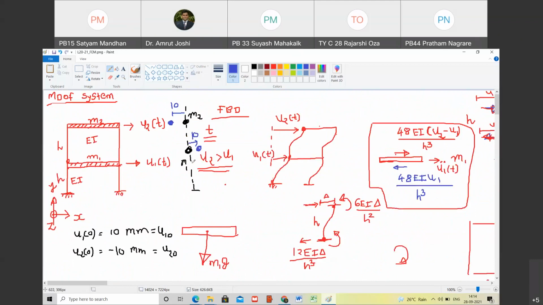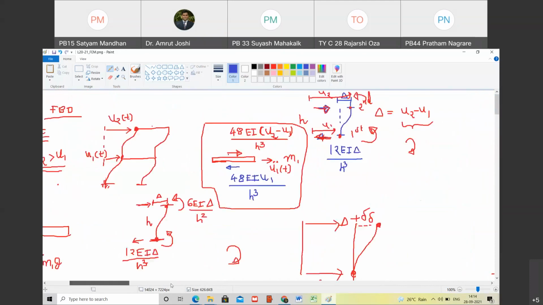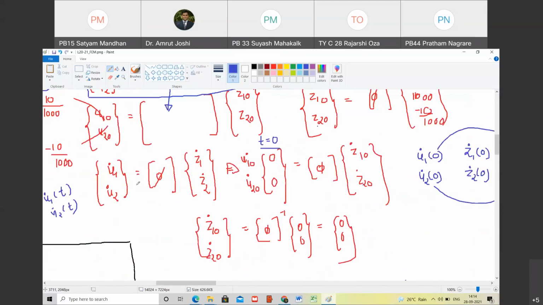Right, sir. System starts from rest, it does not mean that u1 of 0 and u2 of 0 are 0. No. u1 of 0 and u2 of 0 can be non-zero, but u1 dot of 0 and u2 dot of 0 are 0. That is the meaning of system starts from the rest. Are you with me? Yes, sir. Okay, great. So therefore now let me substitute that, z dot 0 equal to phi inverse times u dot 0.